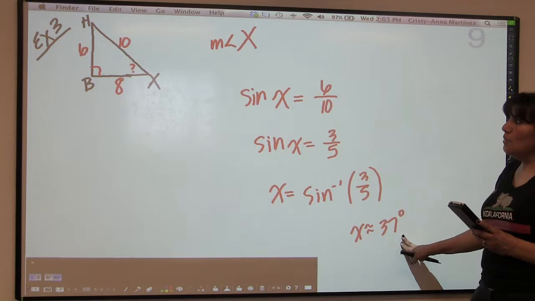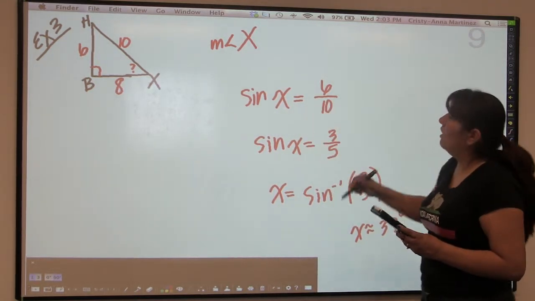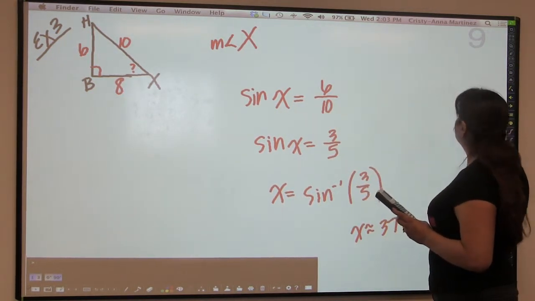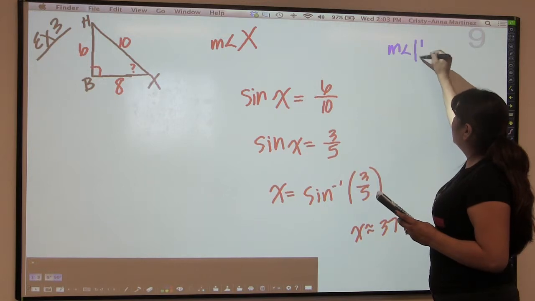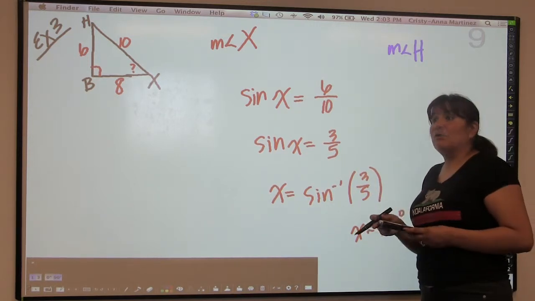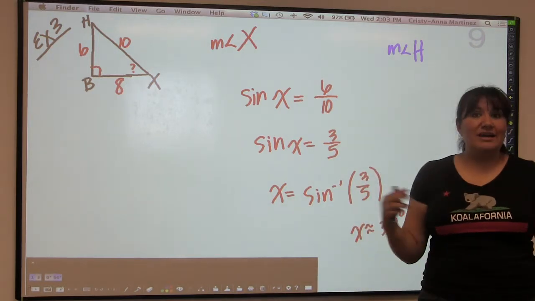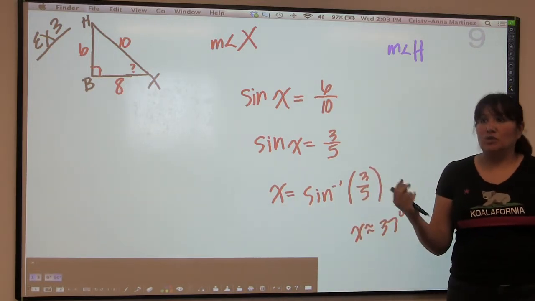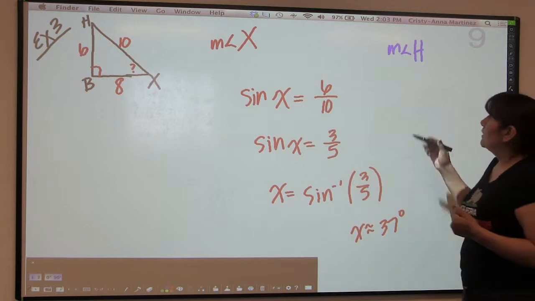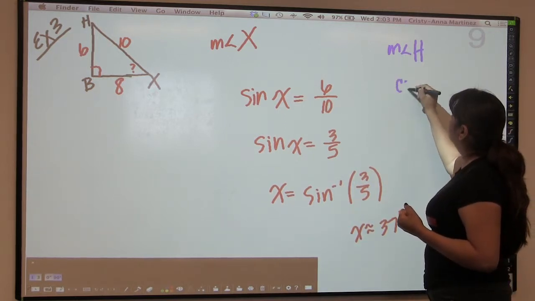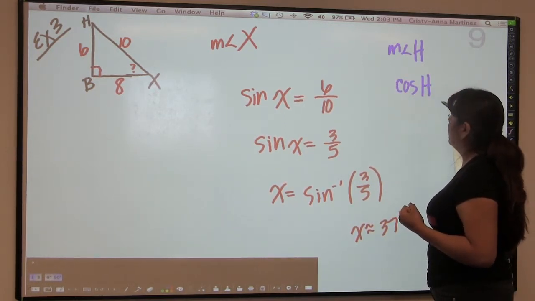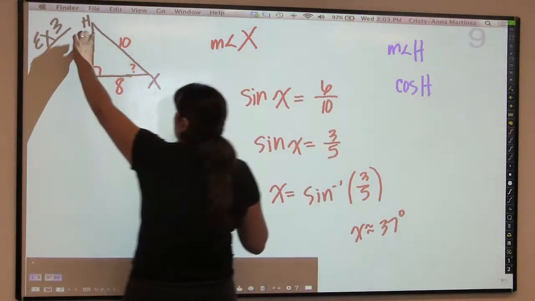Yeah? And we can find angle h as well. What about angle h? My focus has changed. But again, it doesn't matter which function I use. Let's not use sine because we already used sine. So should we use sine, cosine or tangent? What should we want to use? Cosine? So, cosine of h this time. So my focus is now h. I'm trying to figure out this angle.